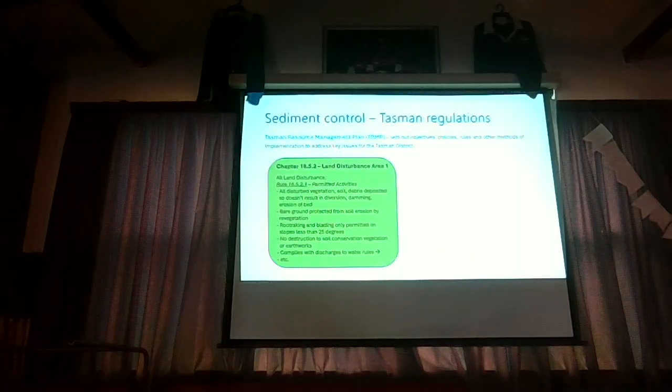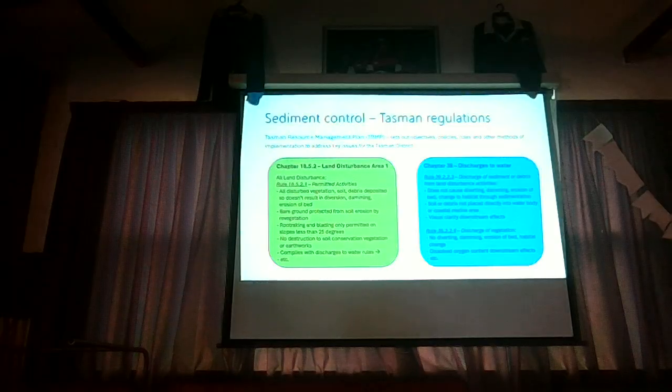So if you meet these conditions, you can do the land activity as of right. If you do not meet them, you go into the consented space. So really, it's about not diverting, damming, or eroding the bed of a river or a stream. We're looking at promoting that bare ground is protected from soil erosion by revegetation. We have some permitted soil disturbance activities, but it's restricted on the degree of slope. And then they are to comply with water discharge rules.